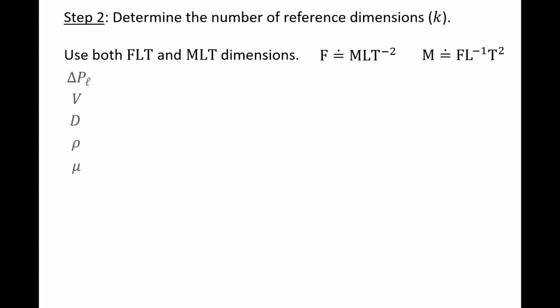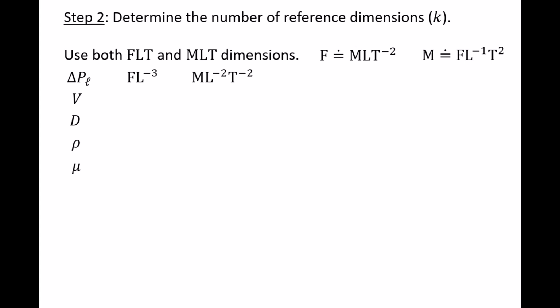Let's find the dimensions of our 5 variables, delta PL, V, D, ρ, and μ. Delta PL is the pressure drop per length of pipe, and pressure is a force per area. Area has dimensions of length squared. So in the FLT dimensional system, delta PL has dimensions of force per length cubed. We can obtain the dimensions of delta PL in the MLT dimensional system by replacing force with mass, length, time to the negative 2, which gives mass, length to the negative 2, time to the negative 2.